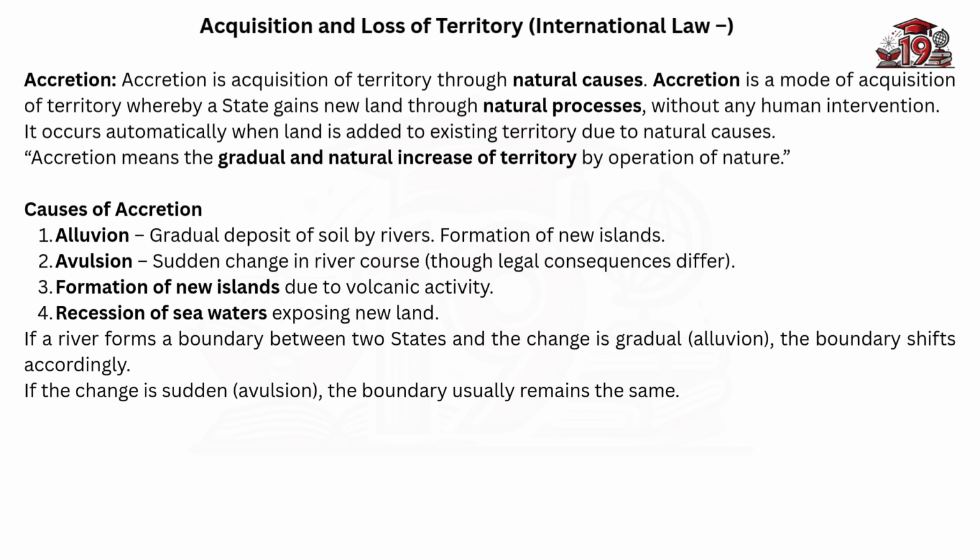Causes of accretion. Alluvion, gradual deposit of soil by rivers. Formation of new islands. Avulsion, sudden change in river course, though legal consequences differ. Formation of new islands due to volcanic activity. Recession of sea waters exposing new land. If a river forms a boundary between two states and the change is gradual, alluvion, the boundary shifts accordingly. If the change is sudden, avulsion, the boundary usually remains the same.